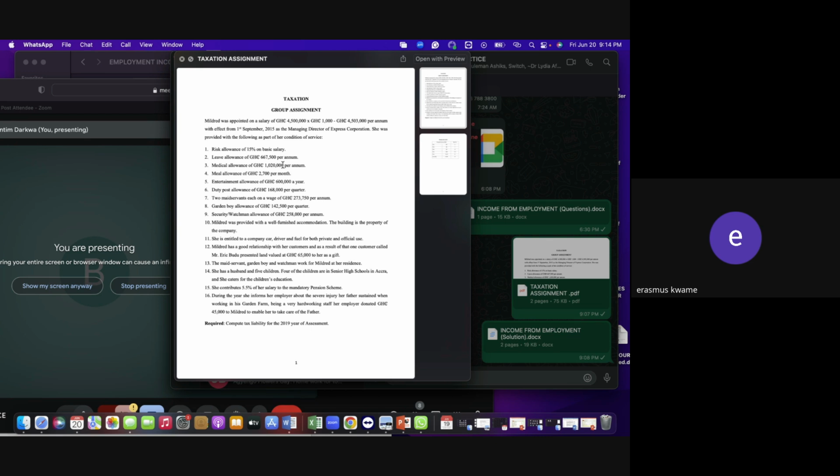She contributes 5.5% of her salary to the mandatory pension scheme. During the year, she informed her employer about a severe injury her father sustained when working in his garden farm. Being a very hardworking staff, her employer donated 45,000 Ghana cedis to Mildred to enable her to take care of the father. Required: compute tax liability for the 2019 year of assessment.